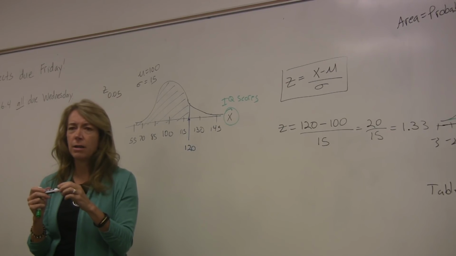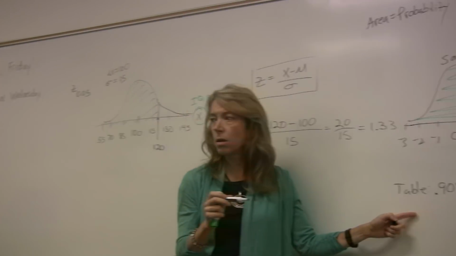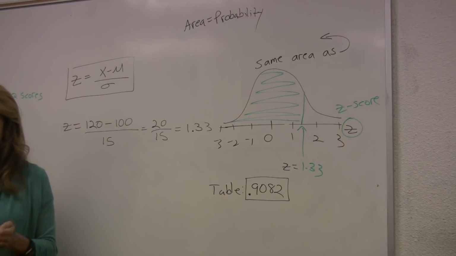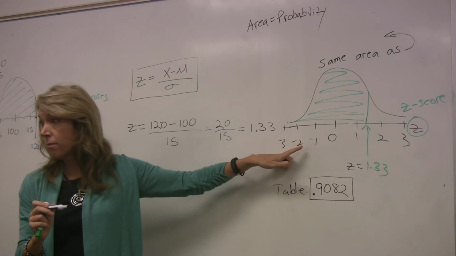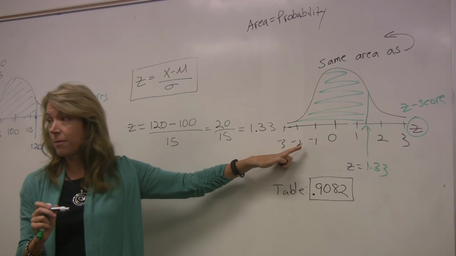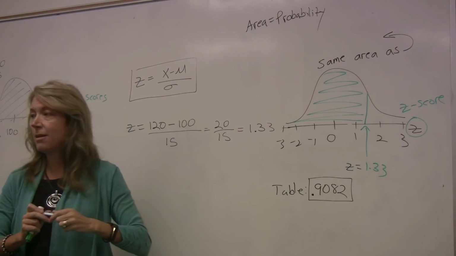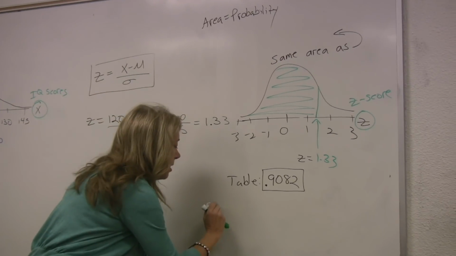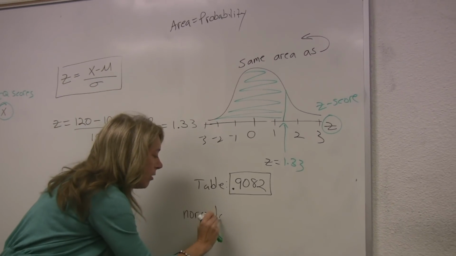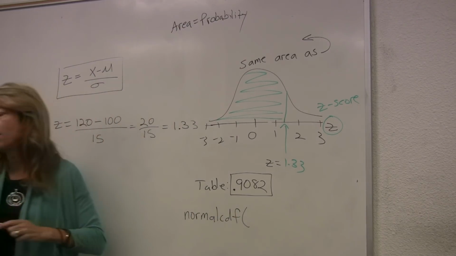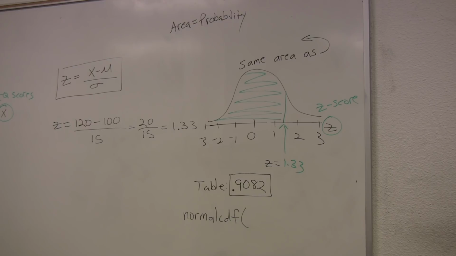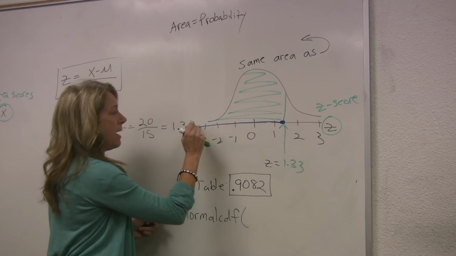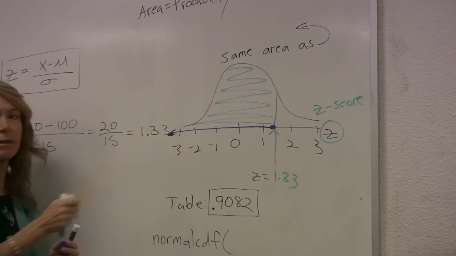How can we do the same problem on our calculator? We'll review. Normal CDF. Normal CDF is what gives us our probabilities. And normal CDF needs 4 things. It needs the lower number and then the upper number. And the lower and the upper are referring to the shaded region. So we're shading from here all the way out here forever. The little dot keeps going way out there forever.